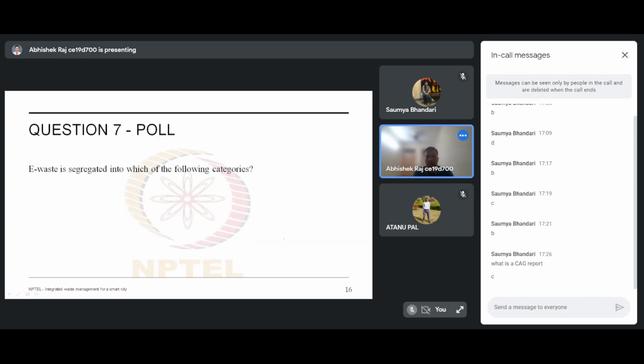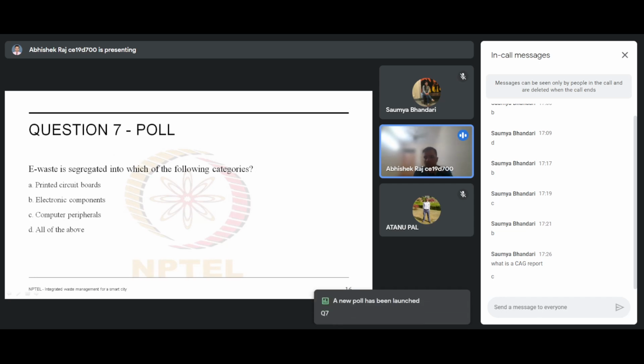So this is a poll. E-waste is segregated into which of the following categories? The options are printed circuit boards, electronic components, computer peripherals, and all of the above. So let's drop a poll. You can answer it in the chat also.